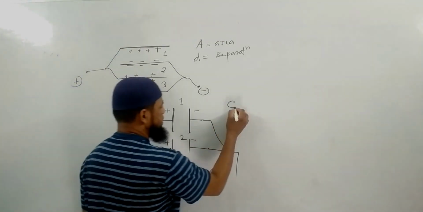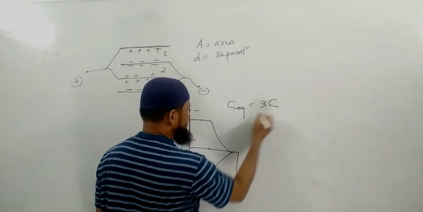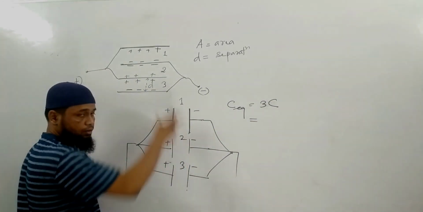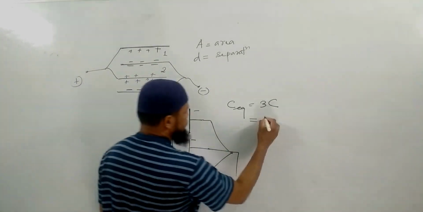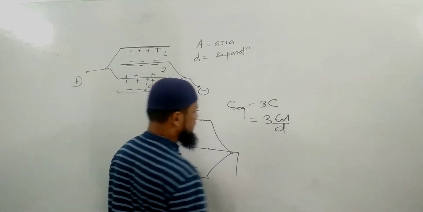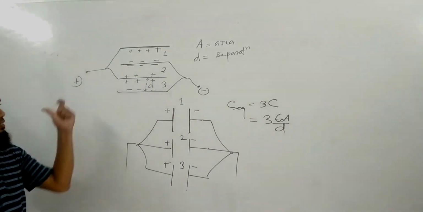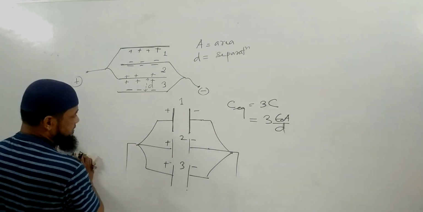So C equivalent will become 3C, because they are all identical, dimensions are same. So 3C will become how much? Epsilon naught A divided by D. This is the capacitance of this system. Okay. So now let me modify it a little bit.